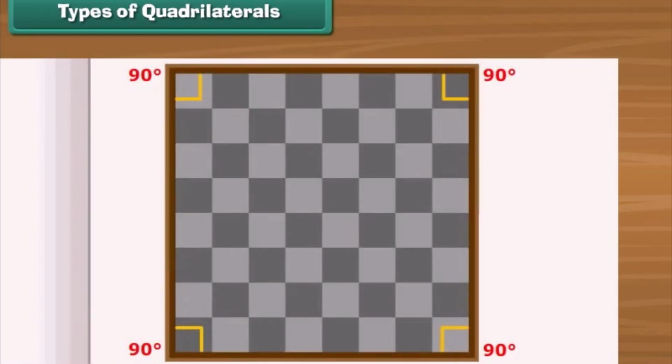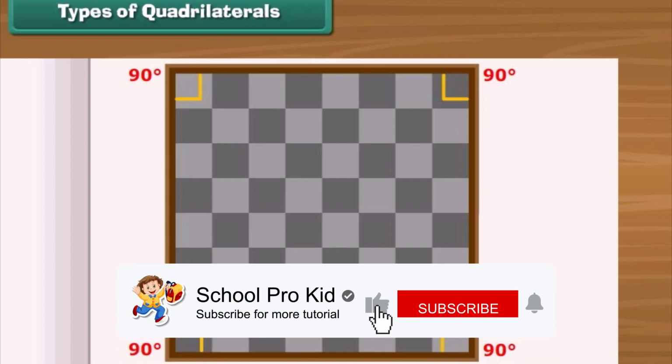Hey friends, do you enjoy playing chess? Look at the chessboard. It is square in shape.